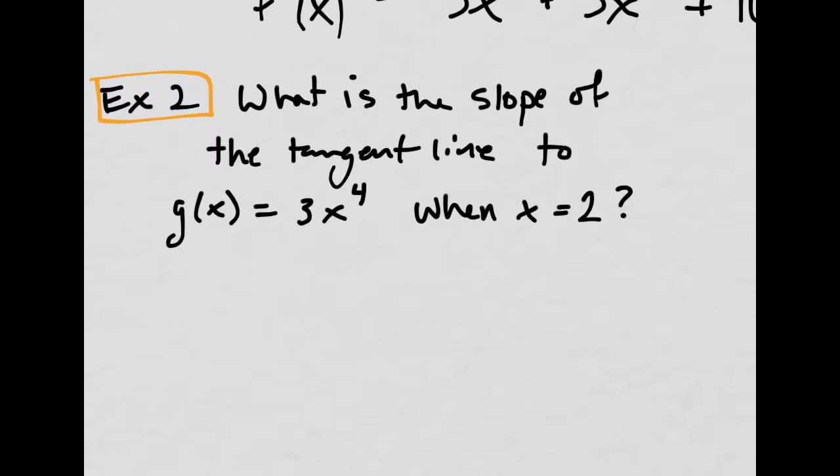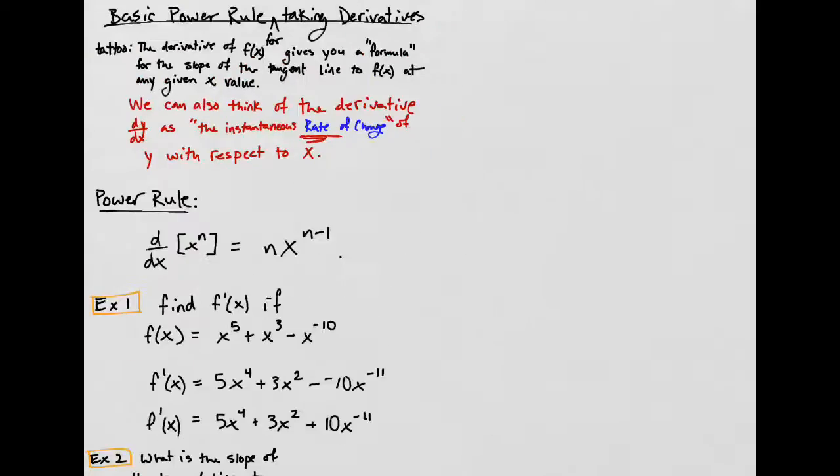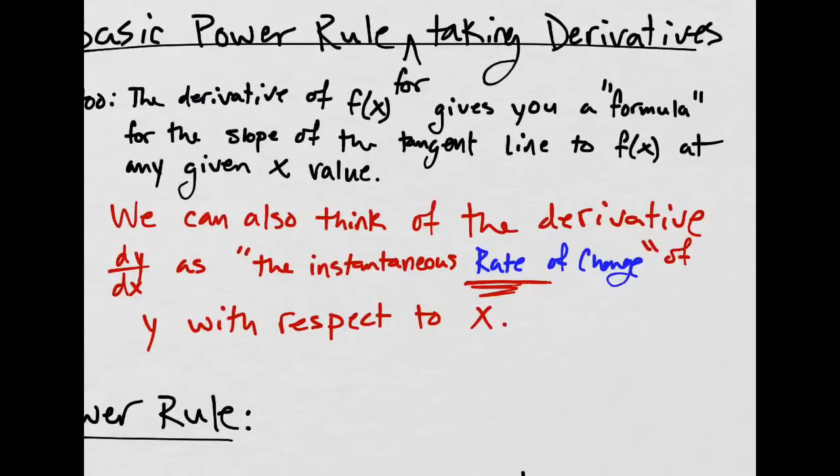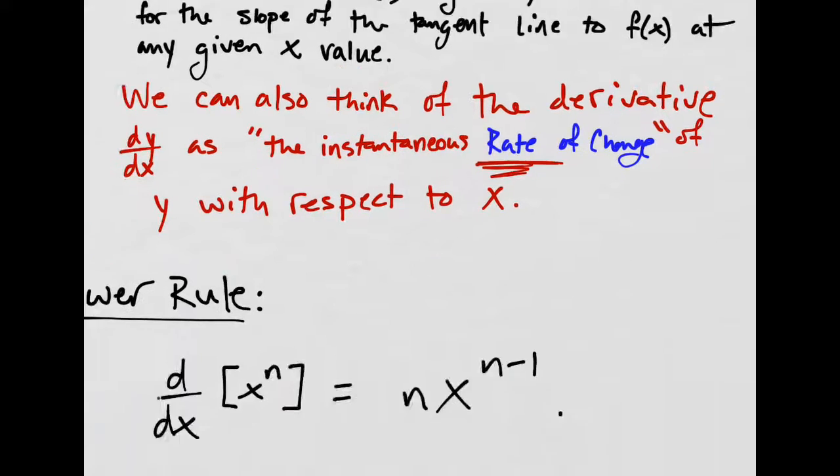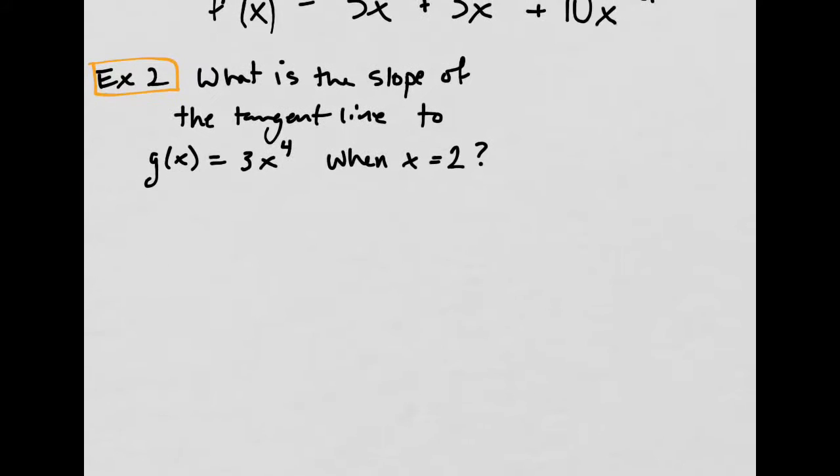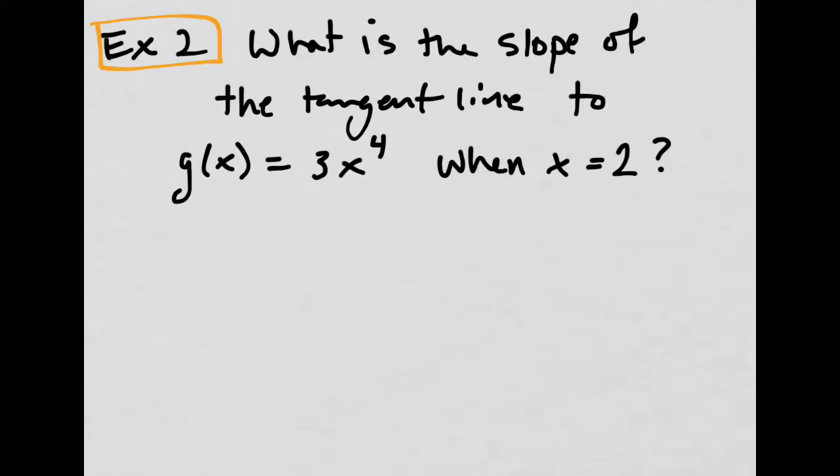So, what is the slope of the tangent line when x equals 2? Well, we will take the derivative to find a formula for the slope of the tangent line at any given x value. We have a given x value of 2. So let's see how to take the derivative.